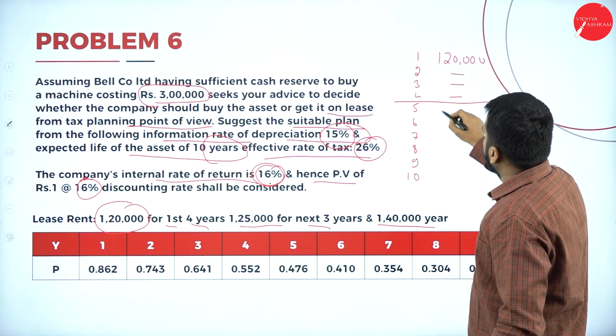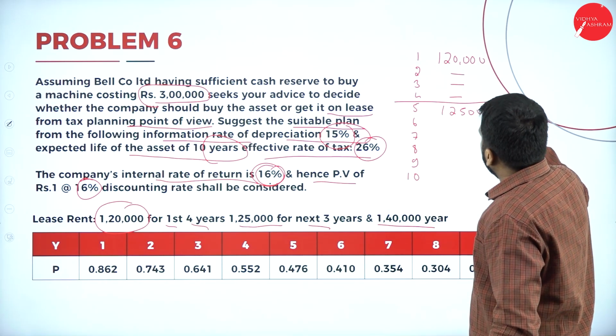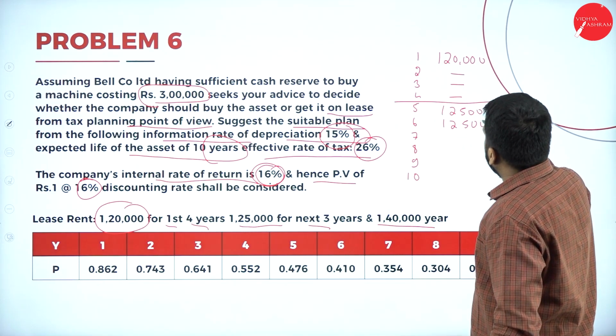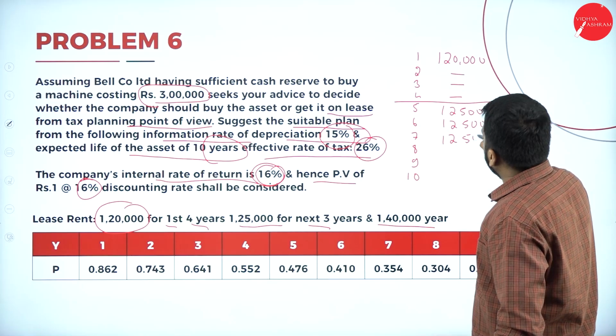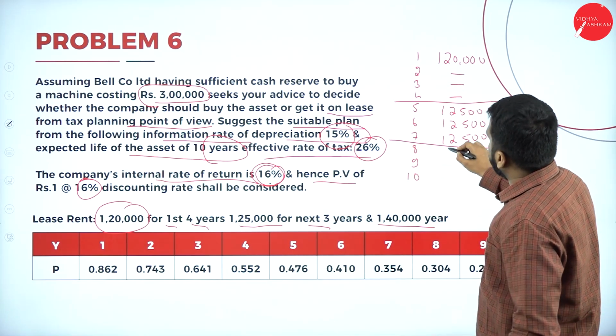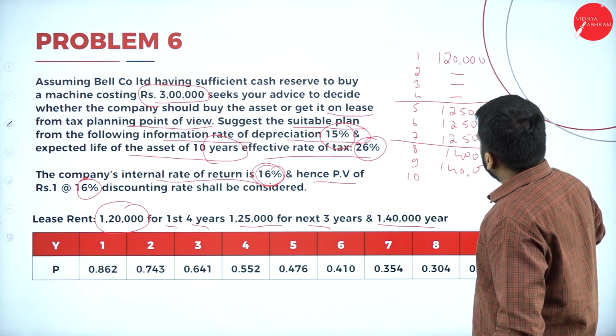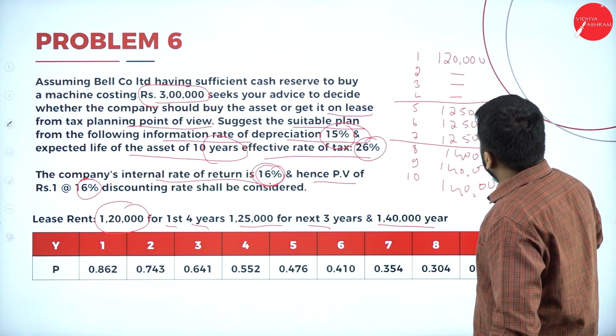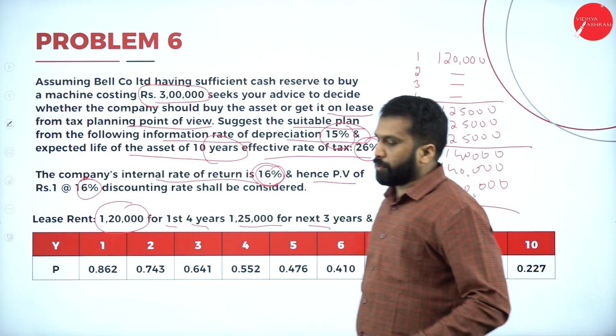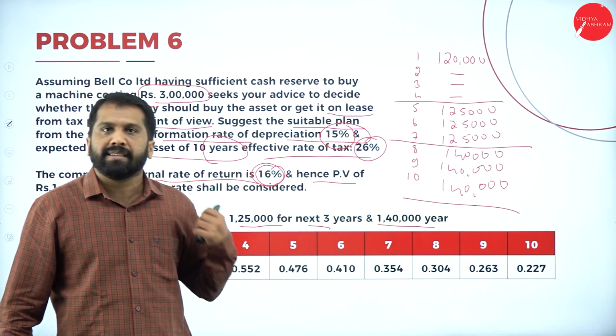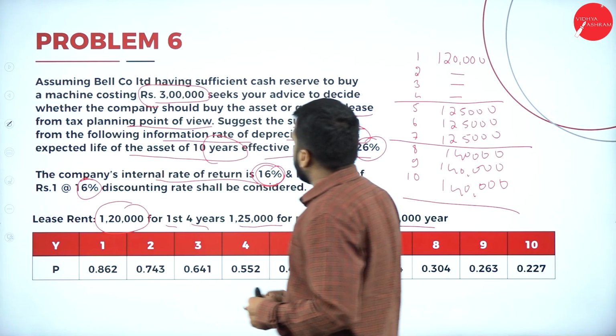After that, it will become 1,25,000. After this, it has become 1,40,000. So these are the calculations what we have in this. Now, we're done with this.